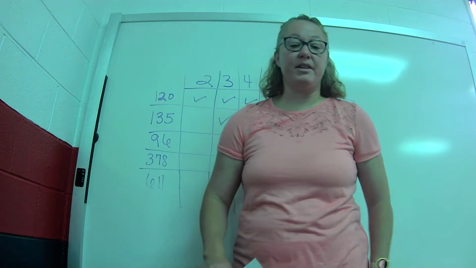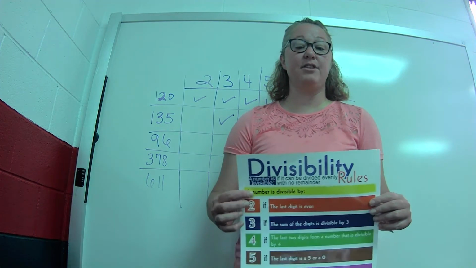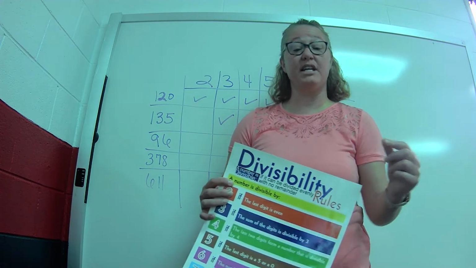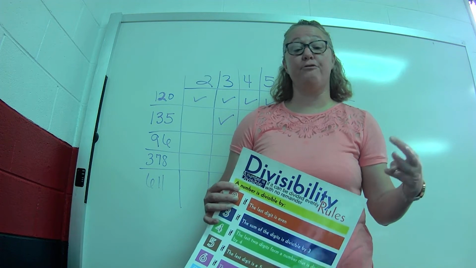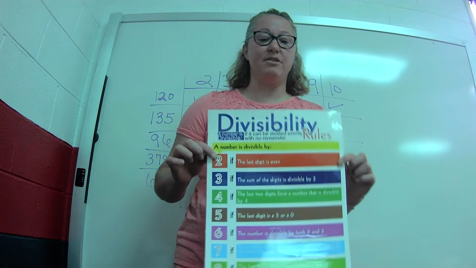All right, let's pick up where we left off. We were talking about divisibility rules, and we learned that if it's an even number, it will be divisible by 2. Any number that ends in a 0, a 2, a 4, a 6, or an 8 is an even number, so it will be divided evenly by 2.